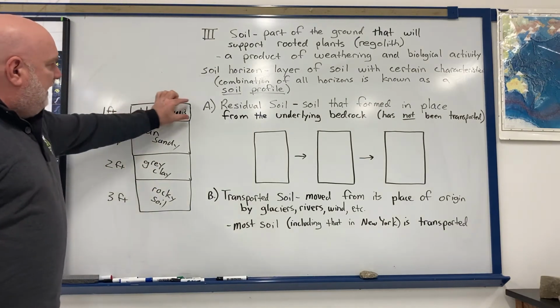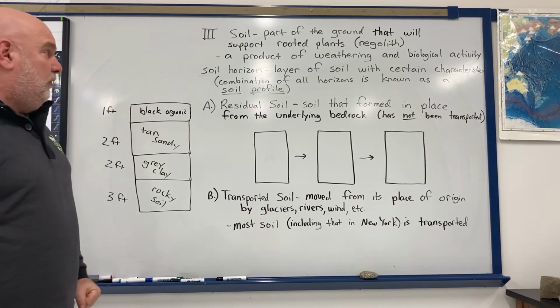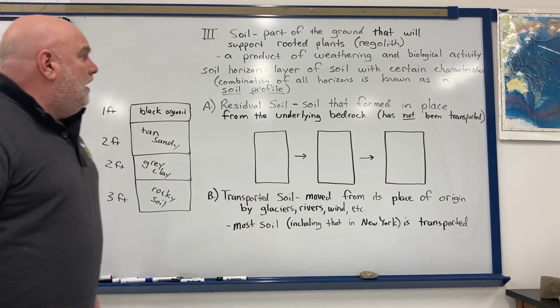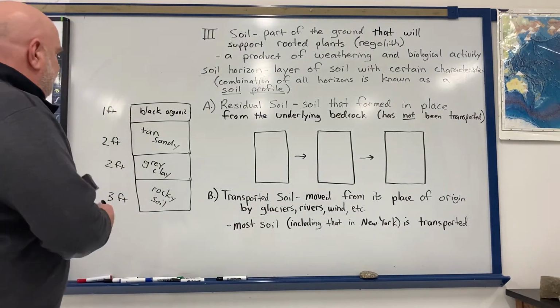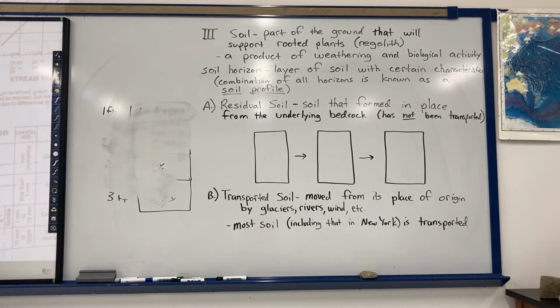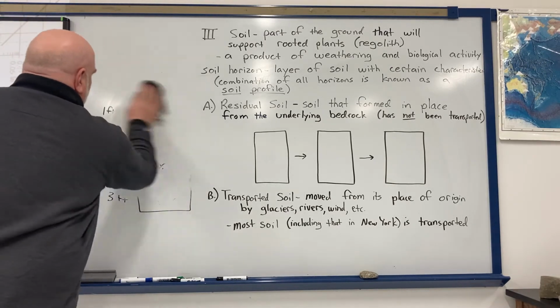So one layer is the soil horizon. The layers combined make up a soil profile. It's basically a model of what the soil is like in an area. All right, now, how does soil form? Well, there are basically two ways in which soil forms: residual soils and transported soils.